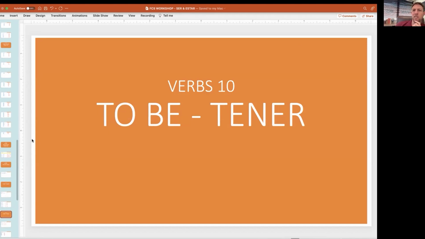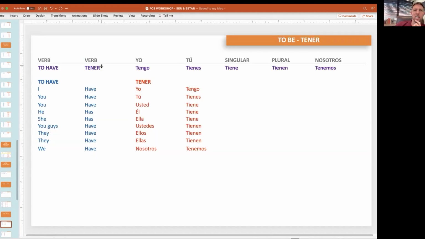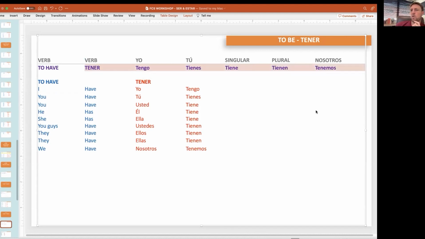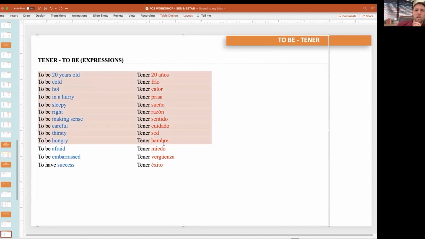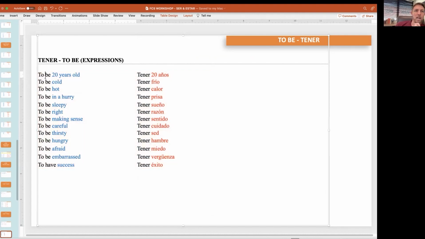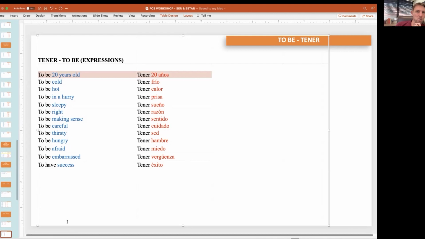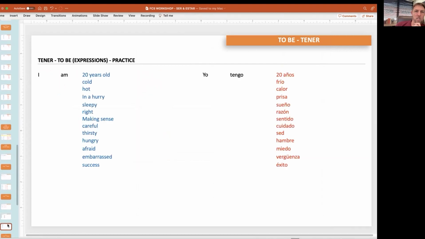Next, tener. This is how to conjugate tener. You'll have to watch this video again to learn the rules. But yo tengo, I have; tú tienes, you have; mi amigo tiene, my friend has; mis amigos tienen, my friends have; nosotros tenemos, we have. But in terms of to be, there are a handful of expressions where it doesn't mean have, it actually means to be. To be 20 years old. I am 20 years old. Yo tengo 20 años.